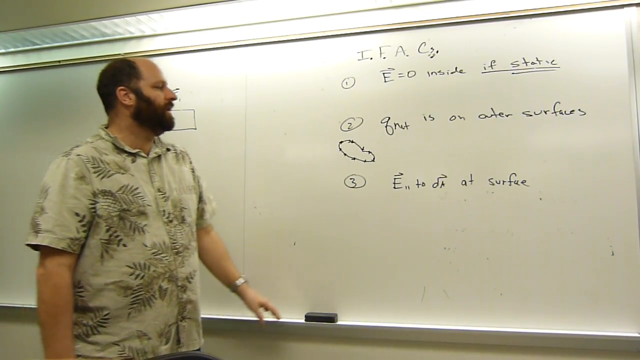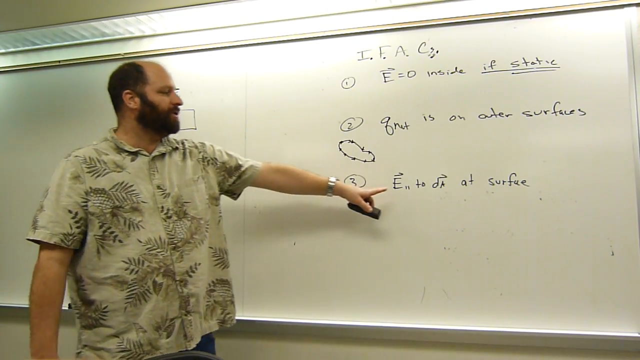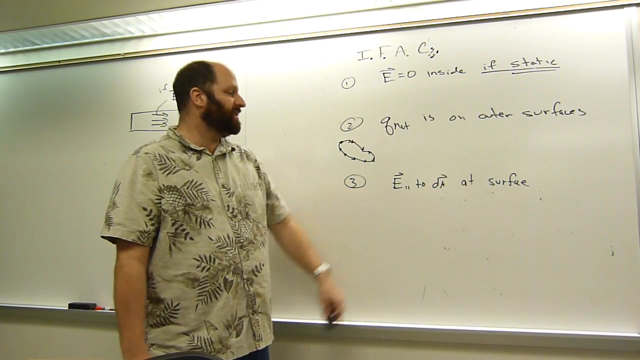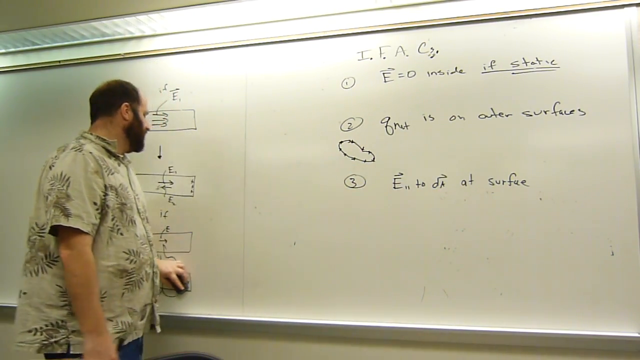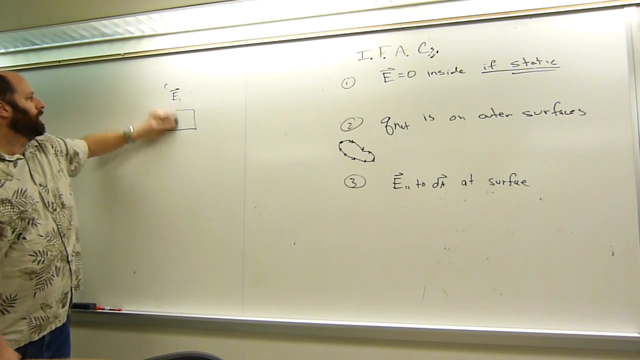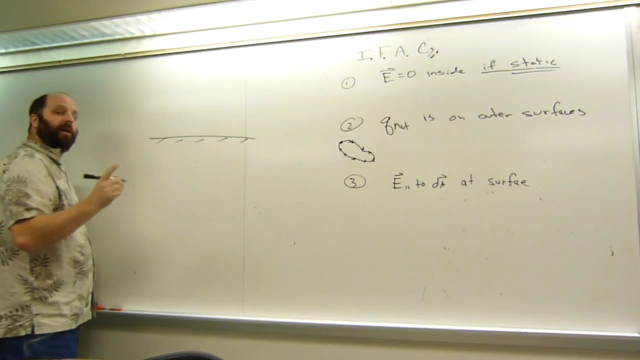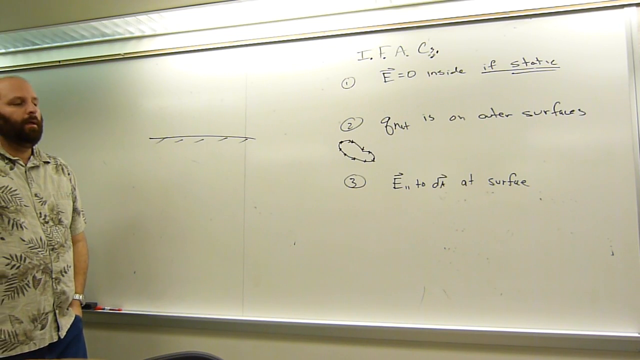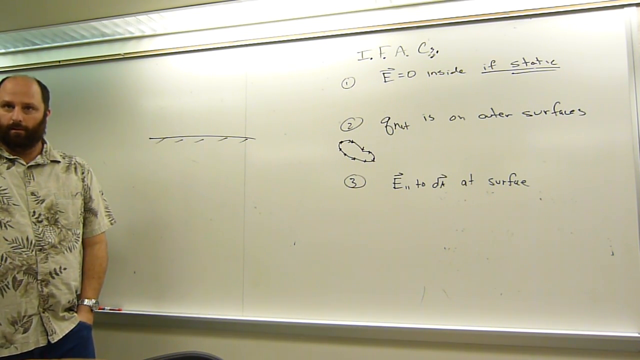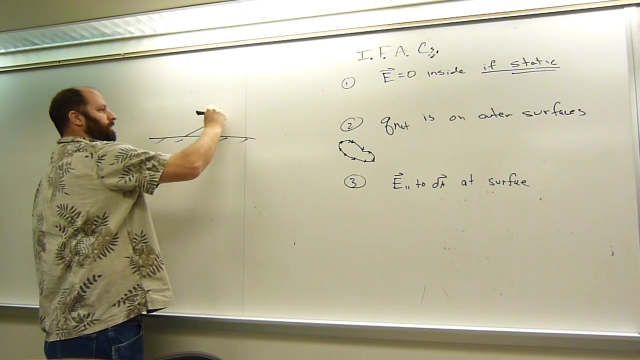Okay, IFAC number 3. At the surface of a conductor, the electric fields are parallel to the dA vector. Or another way to say that, they're normal to the surface. And let's talk about why that would be. So again, imagine this is some sort of conducting surface right here. And let's imagine, for the sake of example, that there's an electric field that is not perpendicular to the surface, that the E field somehow points like this.